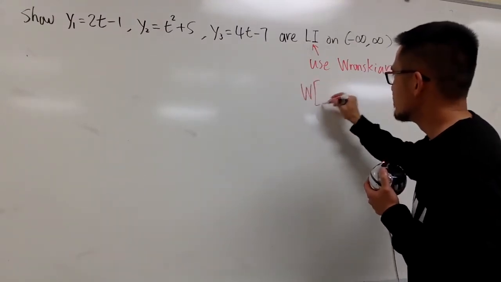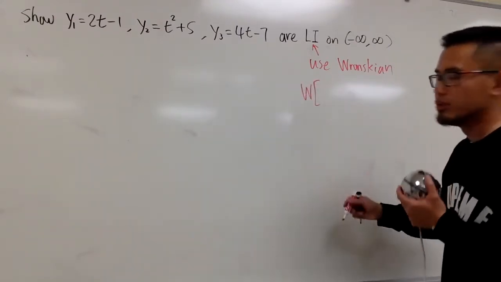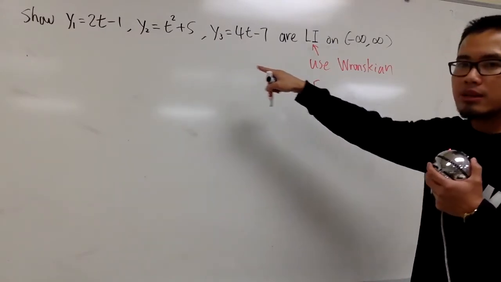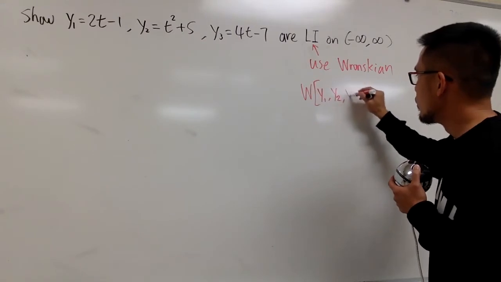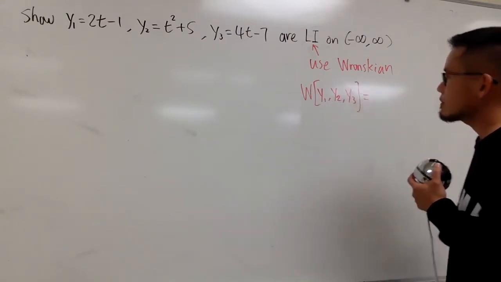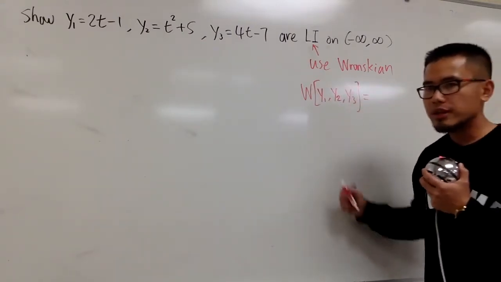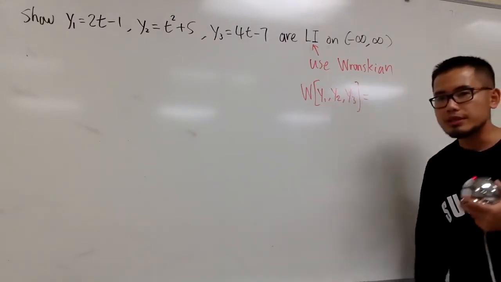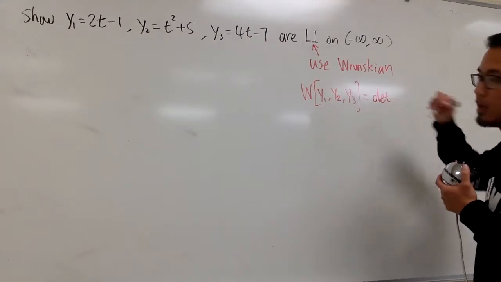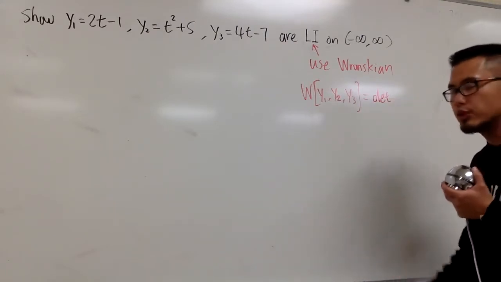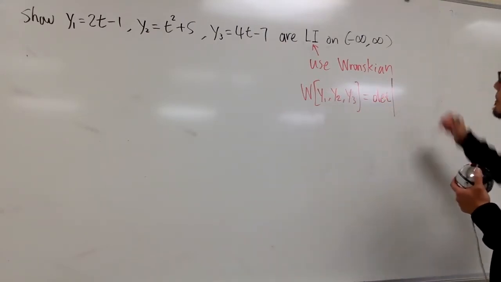W, and sometimes you can put big parentheses, up to you. Let me put down the three functions right here: y1, y2, y3. So this is the notation. It's called the Wronskian, and on the right-hand side it's actually a determinant, a determinant of a 3 by 3 matrix. So I'll draw the matrix right here.